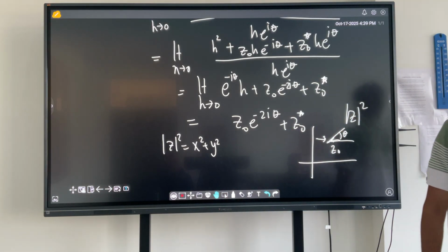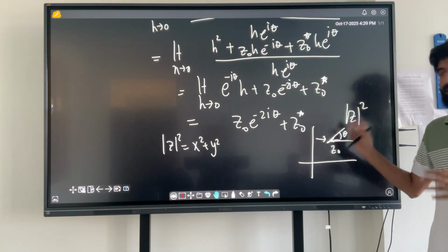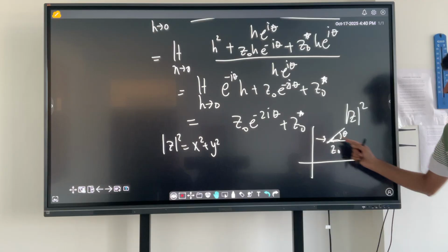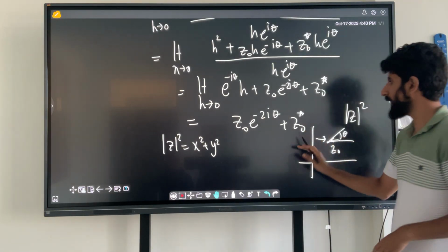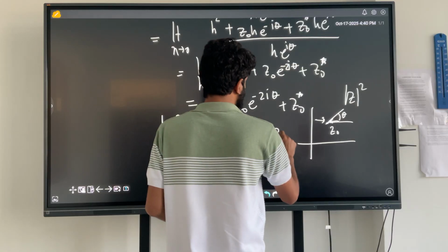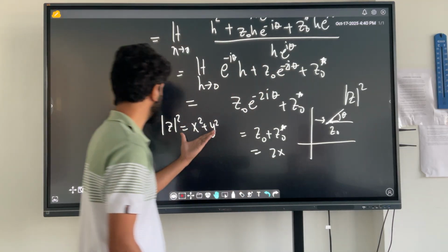But it's not complex differentiable at a point where? At any point except z equal to 0. Right? So do you understand this one? So at theta equal to 0 and theta equal to 2 pi, what do I get? z0 plus z0 star, which is just 2x, which is indeed the case.